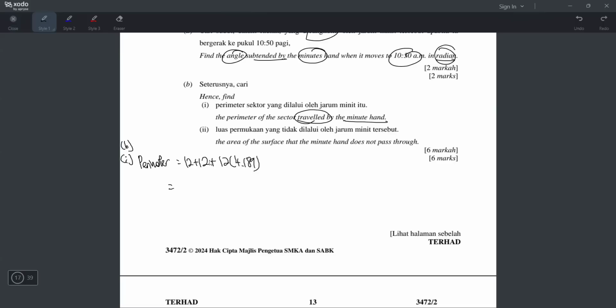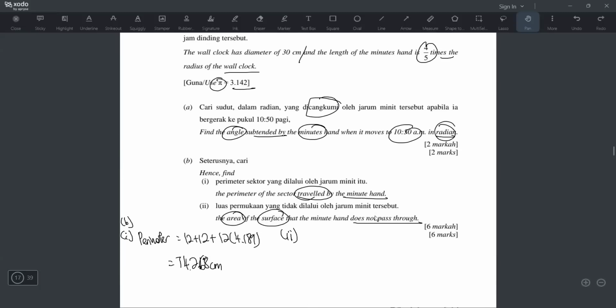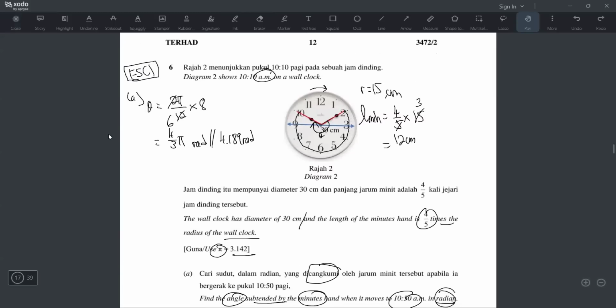Yeah, 74.268. Okay. And I will write in cm lah, because this is perimeter. Okay, that's all. That's the answer. Okay, second question. Find the area of the surface that the minute hand does not pass through. So dia nak cari area that the minute hand does not, tidak dilalui oleh jarum. Okay, yang mana yang tidak dilalui oleh jarum?